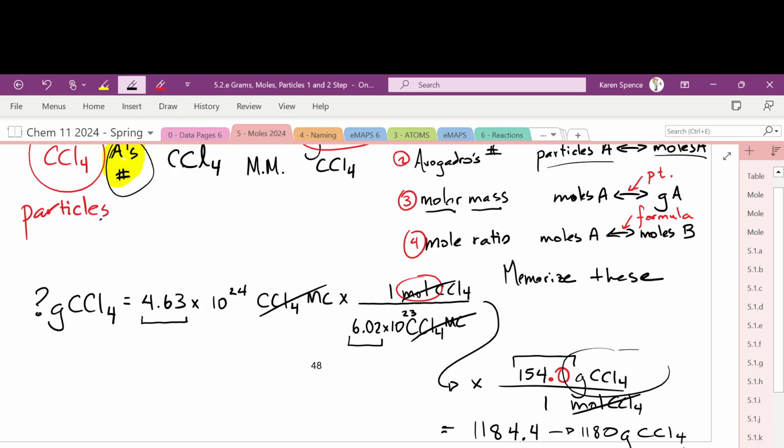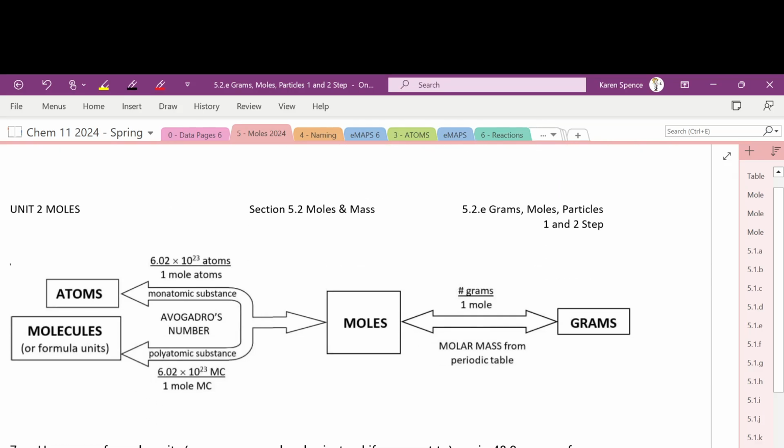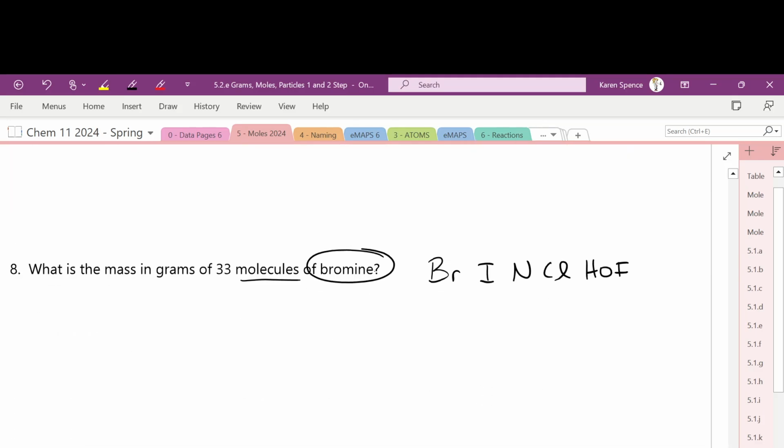Would anyone like to go over any other questions? Number 8? Yeah, sure. So we want to know the mass of 33 molecules of bromine. Unless you know them by heart, I would like you to write out your 4 conversion factors. Write them out.